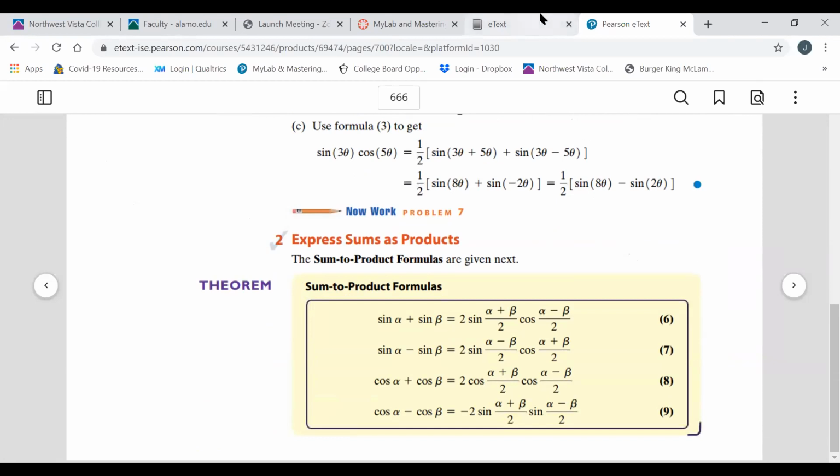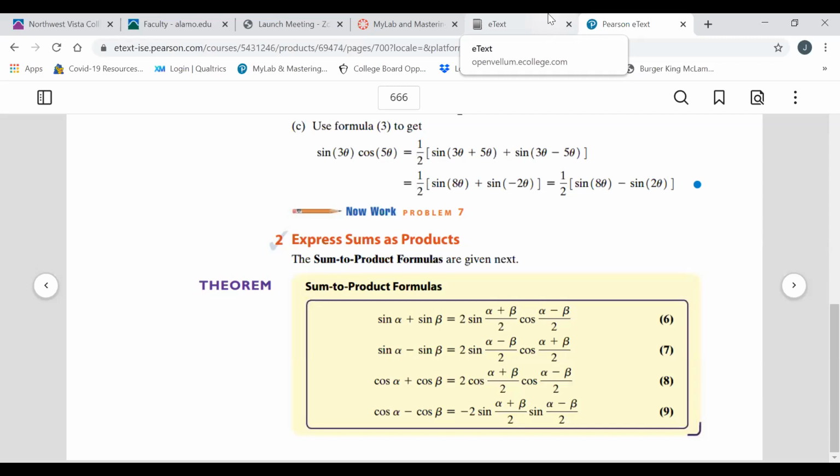Okay, so here are the formulas. There are 4 of them. I'm going to write them down. They're the same as the ones in the formula sheet, but instead of using alphas and betas, they use U and V. So yeah, it's the same thing. So sum to product. I'm just copying them down the way it's written.